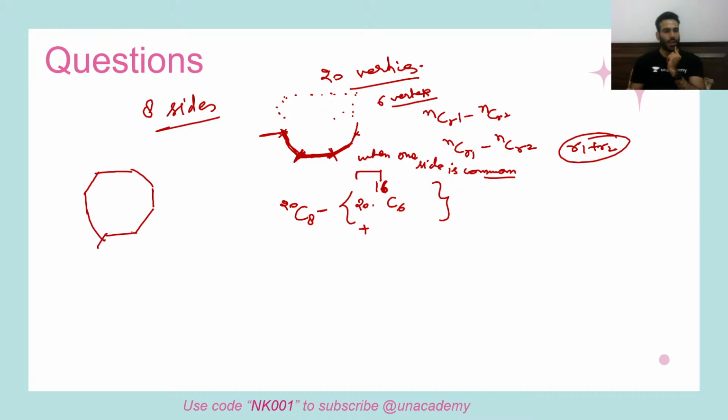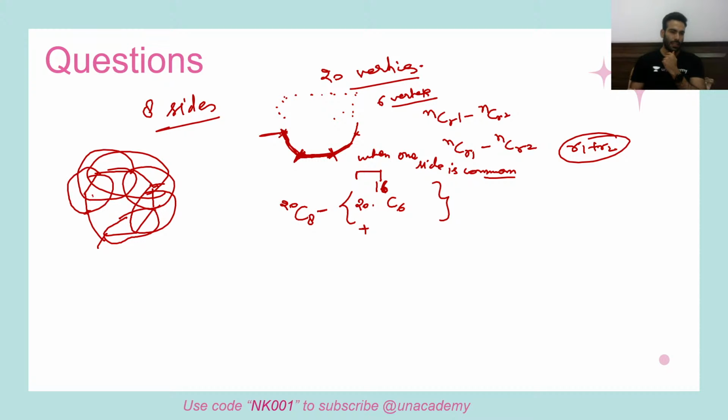So let's say I have made 1, 2, 3, 4, 5, 6, 7, 8. If I created an octagon, how many adjacent side pairs can I create? 1, 2, 3, 4, 5, 6, 7, and this is 8. So 8 adjacent pairs. So using this way also we can solve this question. But I'm thinking about something else.